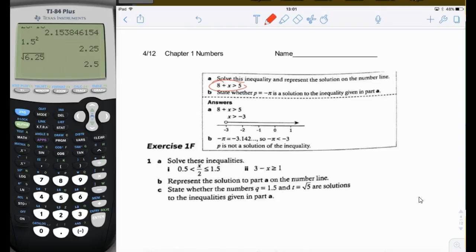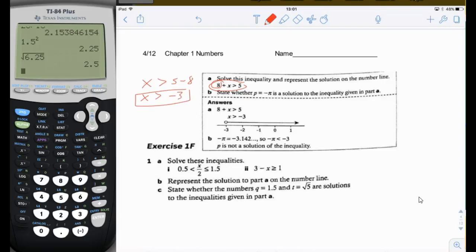Well, the 8 is something we need to get rid of. So what if we subtract 8 from both sides, since the 8 is added here? If we subtract 8 from both sides, we're going to get x greater than 5 minus 8, which can be simplified to x is greater than negative 3. Okay, so now we have it in this form.